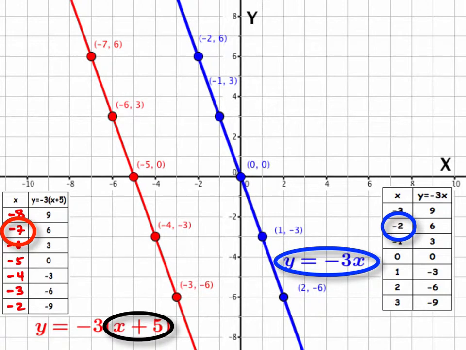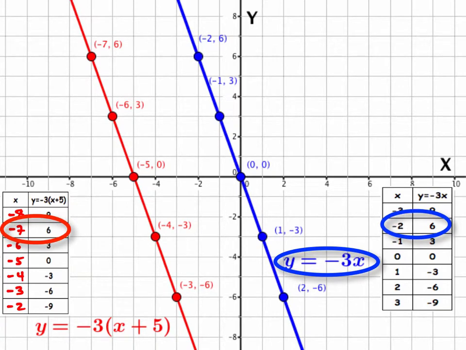So for the exact same y value, the x value had to be 5 smaller. And that's why this ordered pair negative 2, 6 moved to the left 5 units to negative 7, comma 6. One more real quick example.